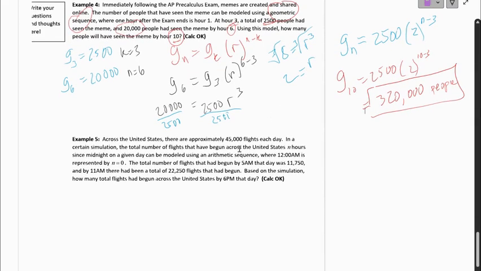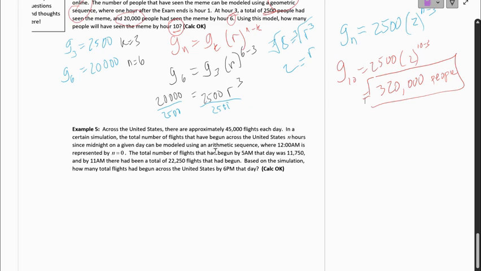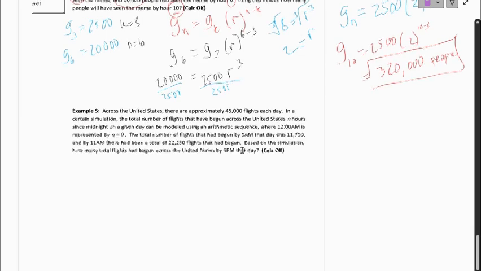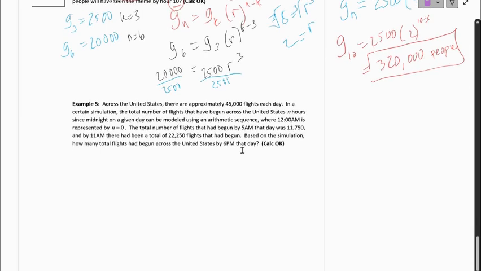Example 5 is very similar, except this time it wants an arithmetic sequence. You can do it the exact same way, just use the arithmetic formula. If you want to try this one, feel free to pause the video and try it out on your own, and then I'll go over it in a second. Hopefully you tried it. Let's go ahead and read this. Across the United States, there are approximately 45,000 flights each day. The total number of flights that have begun across the United States n hours since midnight on a given day can be modeled by an arithmetic sequence.